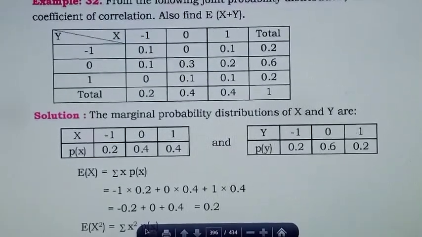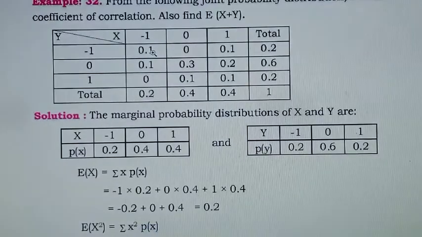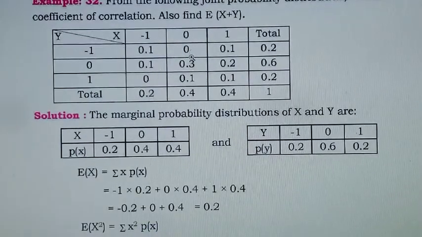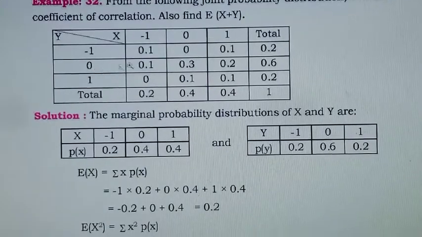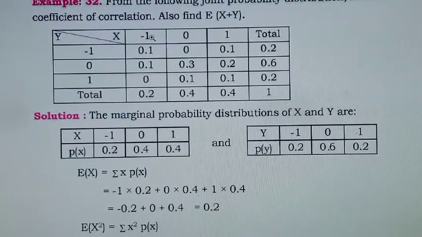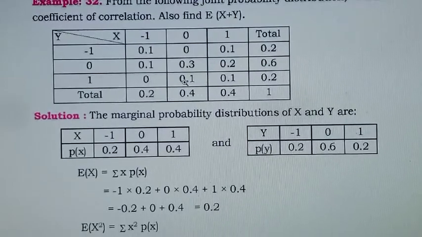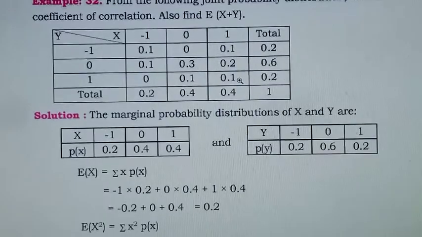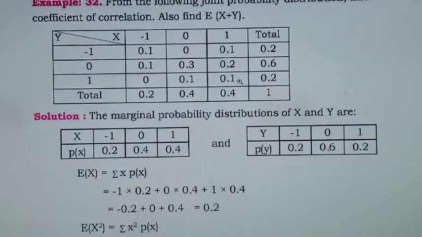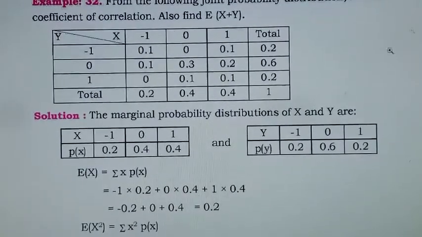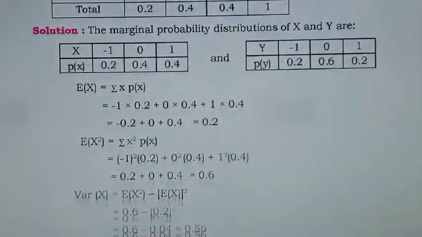then expectation of xy: minus 1 into minus 1 into 0.01 plus minus 1 into 0 into 0 plus minus 1 into 1 into 0.1 plus 0 into minus 1 into 0.1 plus 0 into 0 into 0.3 plus 0 into 1 into 0.2 plus 1 into minus 1 into 0 plus 1 into 0 into 0.1 plus 1 into 1 into 0.1. The same way of calculation we have seen in the correlation and regression concept. If you remember, double summation x y fxy, instead of frequencies here we observe probabilities. That is the only difference. Hope this problem is clear. Try to calculate this one, guys.